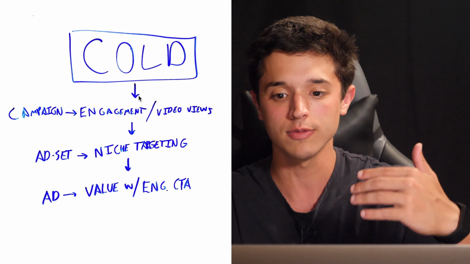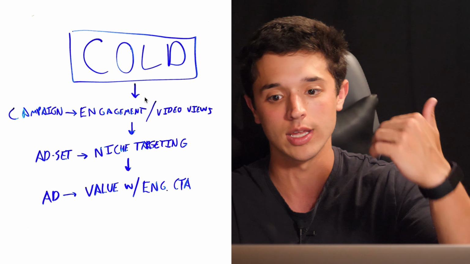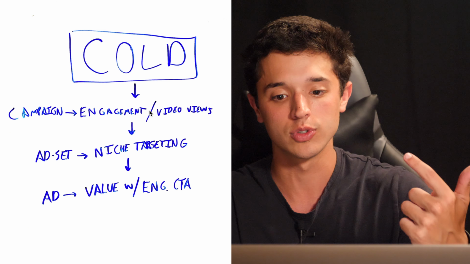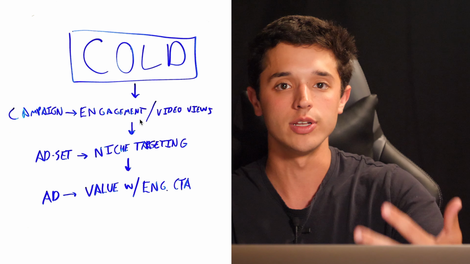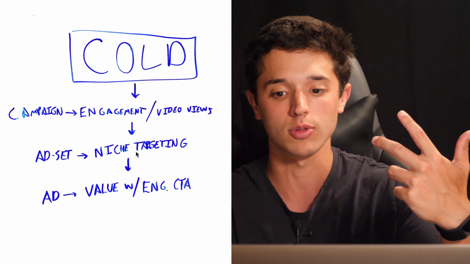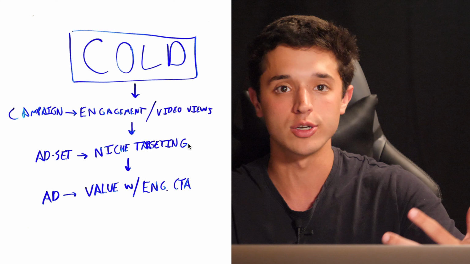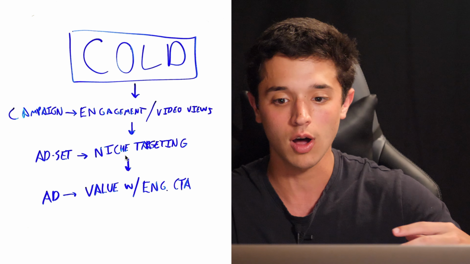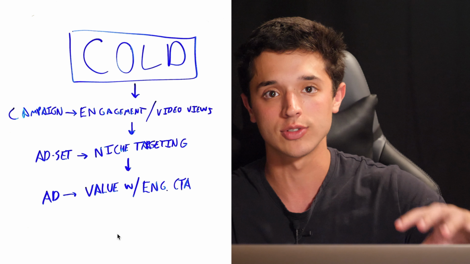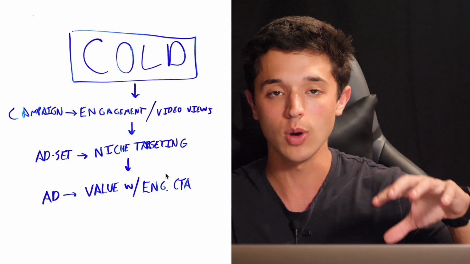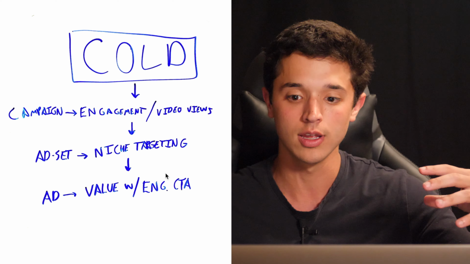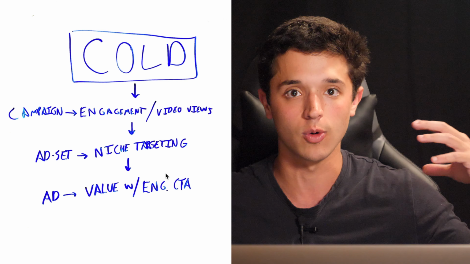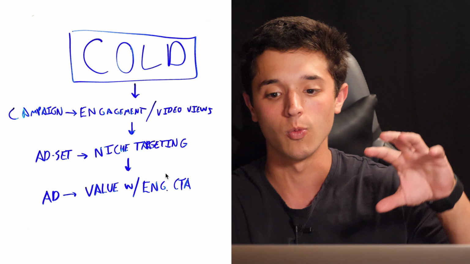So the objective starts off with either using engagement or video views. And within the ad set level itself, you're going to start off with niche targeting. So that's going to be anything related to who may be interested in what you have to offer. And then the ad level itself is very important, where you have a piece of content, or ideally multiple pieces of content testing for something like this video, where you're providing value on what you do.